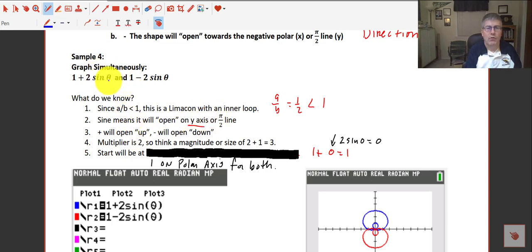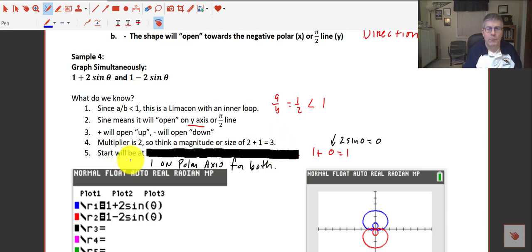The fact that we're graphing the sine curve means that this is going to open, if you will, on the pi over 2 line. The positive one will open up in the positive direction, and the negative one will open down. Our multiplier here is 2. So whatever our theta value is, whatever the value at that location is, we're going to be doubling that. Think of a magnitude or size of 2, and then plus the 1, we'll have a magnitude of 3.